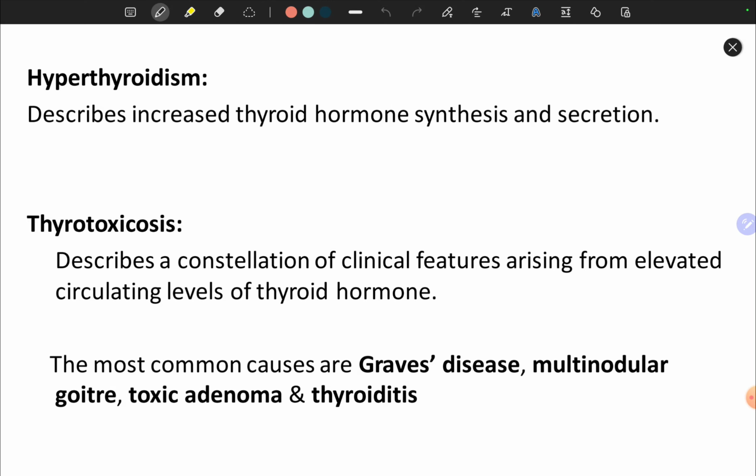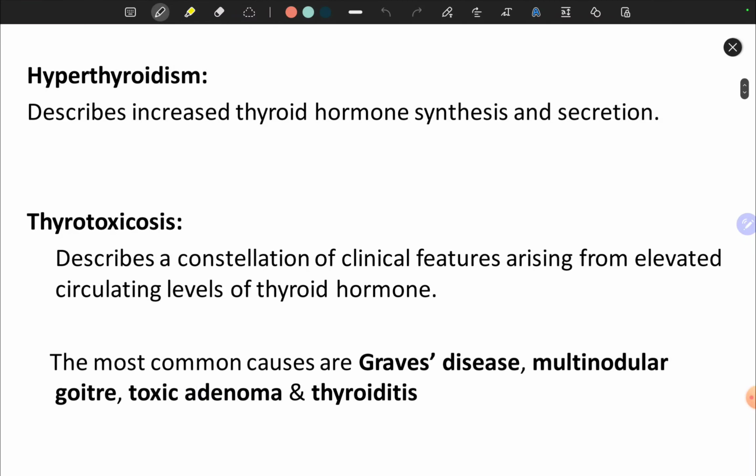Now we talk about hyperthyroidism. Graves' disease is the most common form of hyperthyroidism.